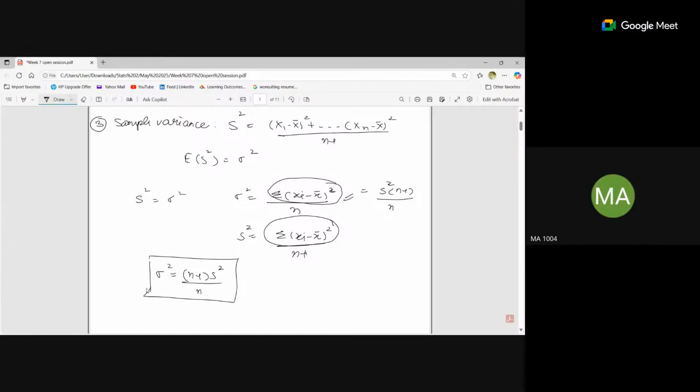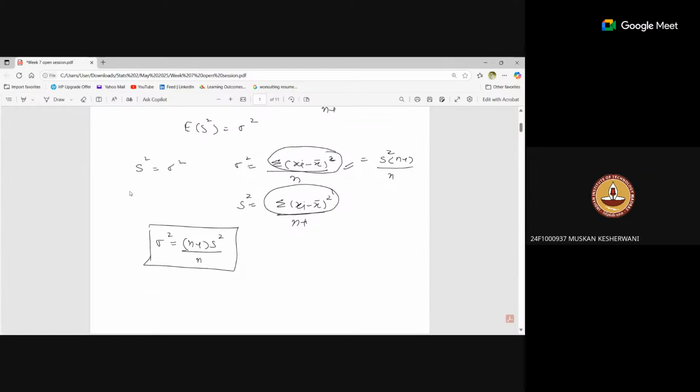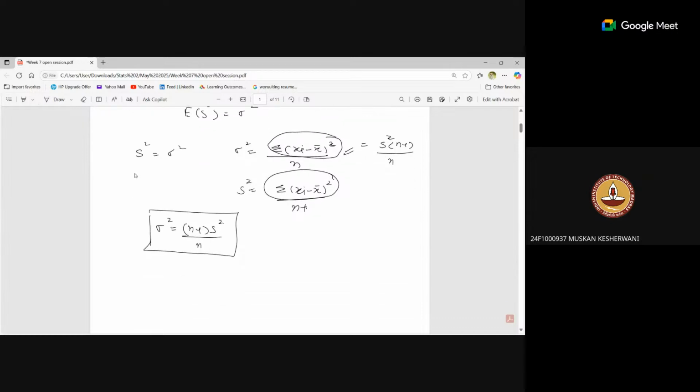Ma'am, this is the relation between distribution variance and sample variance. Correct. Now, if this is the formula, then we can write the same thing in place of sigma squared, right?